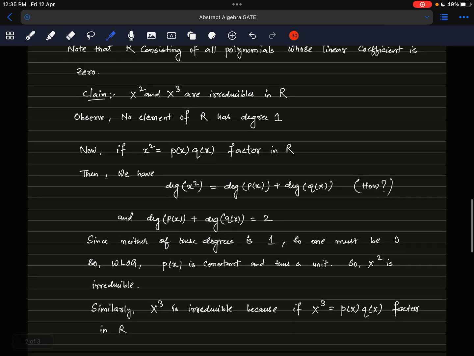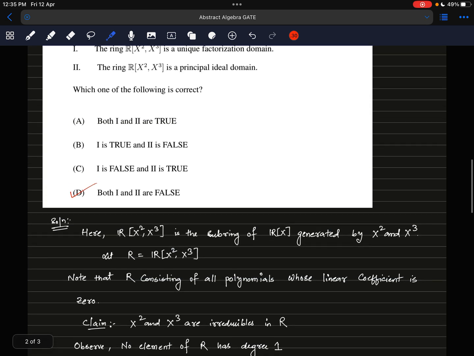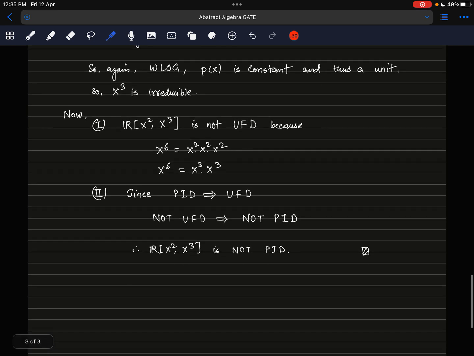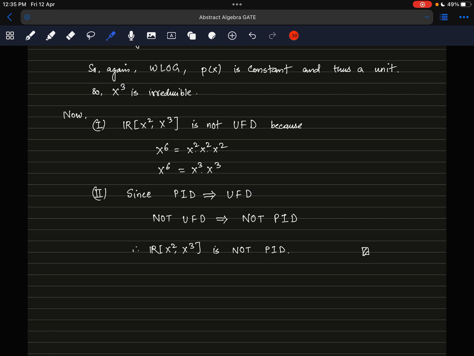Now come back to the question: is this ring a UFD or not? For statement 1, if it is a UFD, then every element of the integral domain can be expressed as a finite product of irreducible elements, and the factorization is unique up to associates and order. But we can express x to the sixth as x square cubed and as x cube squared, and both x cube and x square are irreducible elements, so we get two distinct factorizations, not a unique factorization. So this is not a UFD. So the first option is false.